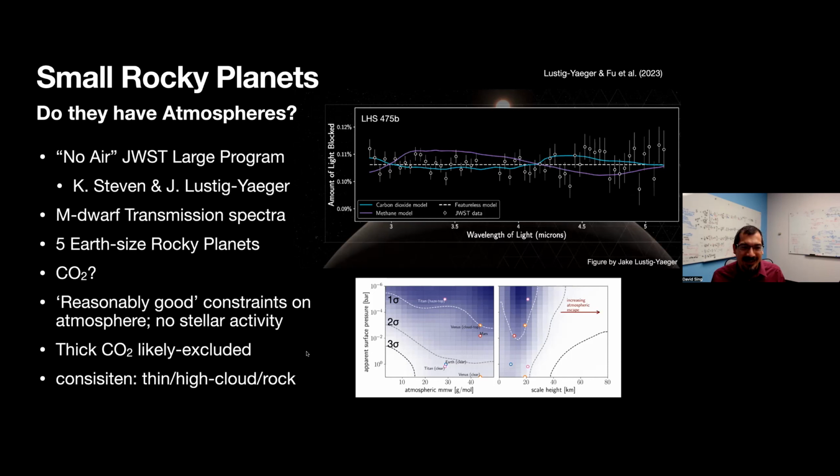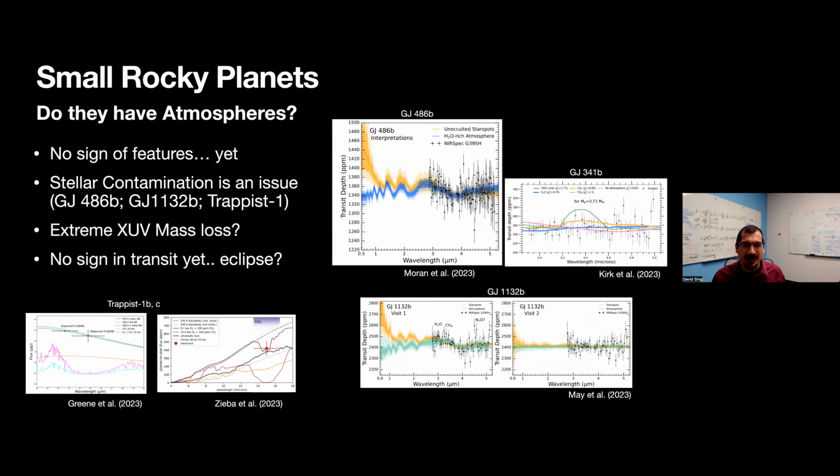And here's kind of an illustration of some of the constraints you can get from the spectra. And basically thick CO2 atmospheres are kind of likely excluded. So like a clear Venus type scenario here is excluded at roughly like 2.5 sigma or so. So there's not very large CO2 signals that we've seen, but it's consistent with either a thin high cloud or a very thin Mars-like atmosphere, or even a bare rock planet. So this was one of the first results, there's going to be a number of these sort of planets out there, and I'll show just some results from the others from the NOAIR program.